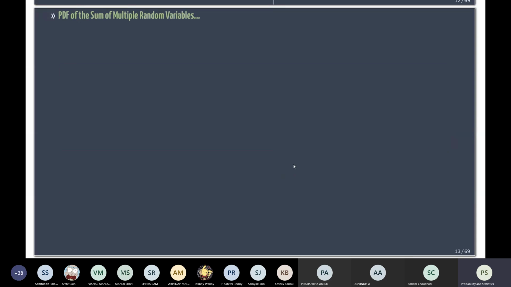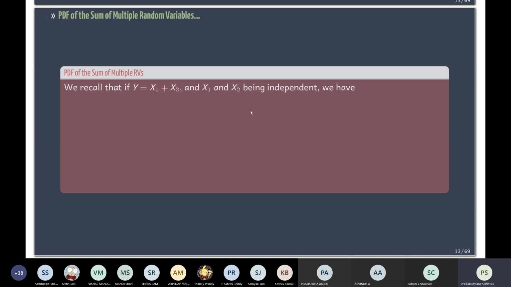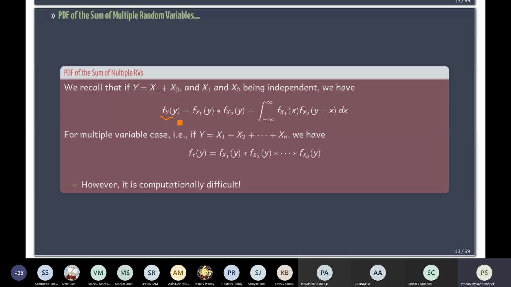Okay, so the PDF of the sum of multiple random variables. How can we find the PDF for the sum, right? In the two variable case, if you recall from the previous classes, we saw that the PDF of x1 plus x2 is given by the convolution operator. So this is called convolution. More precisely, this is how the convolution is defined, integrating from minus infinity and so on.